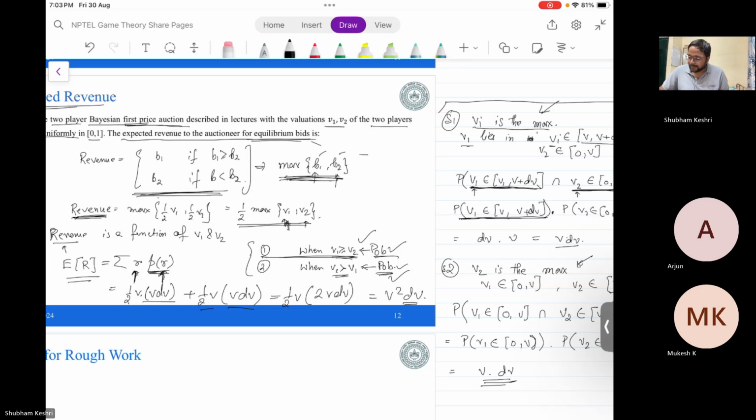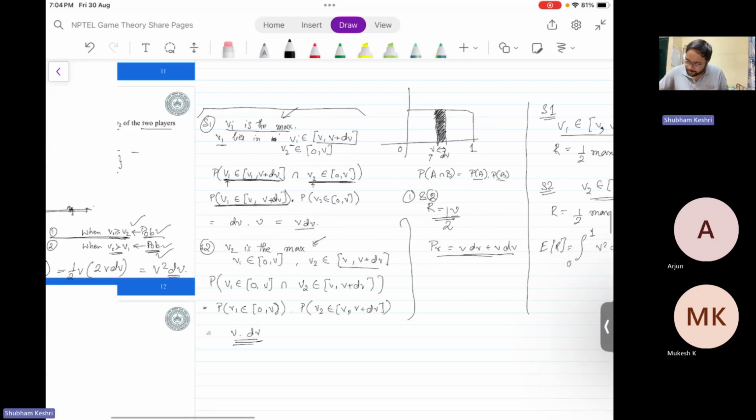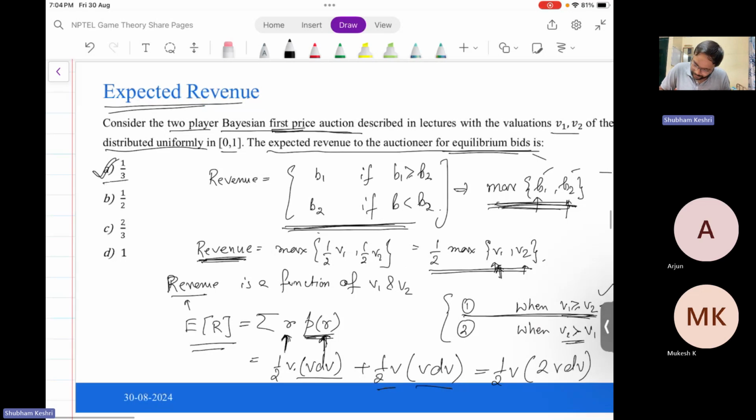Okay. Now we'll integrate it. The expected revenue over the whole strip will be given by the integral from 0 to 1 of V square dV. You integrate this, it will be V cube by 3 from 0 to 1, which is 1/3. Therefore, the answer is 1/3.